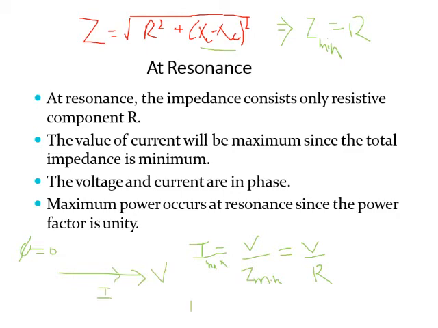Also, the power consumption P of the circuit is given by VI cos phi, where cos phi is the power factor of the circuit. Since both the current and voltage are in the same phase, phi becomes 0, so cos phi becomes 1 and the power consumption becomes VI. This is the maximum power consumption at resonance.